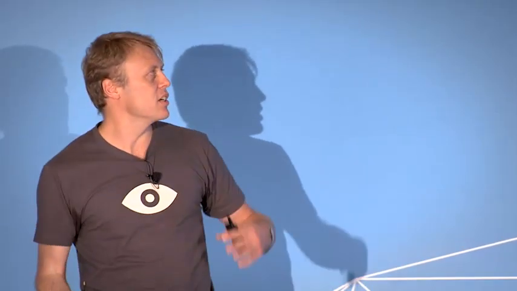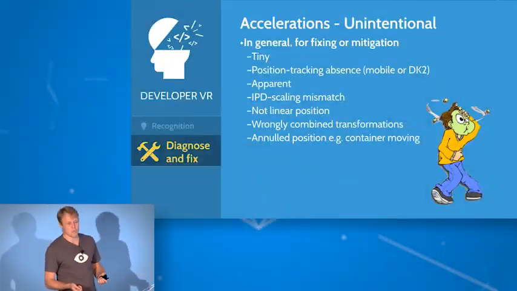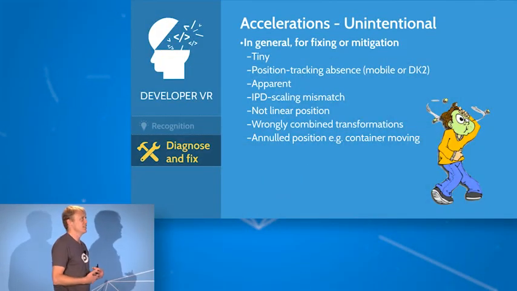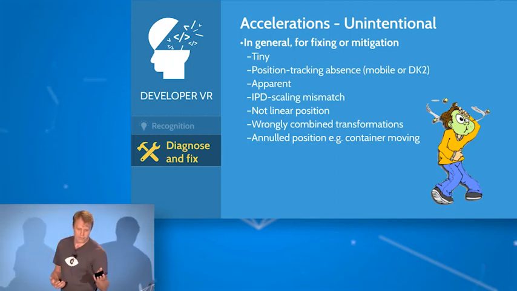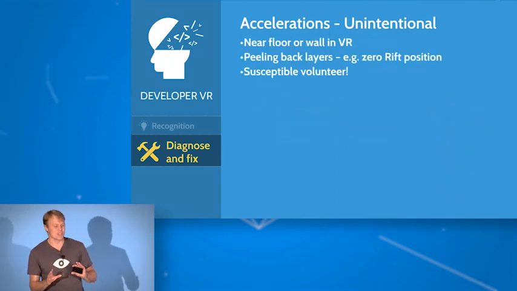So maybe you can perhaps diminish the immersion initially, get them into your game, and then unleash the full glory of VR. So a brief mention on kind of unintentional accelerations, so ones that are in there and you didn't really expect to have them there. The first one, tiny movements.